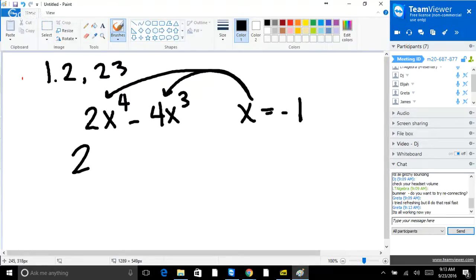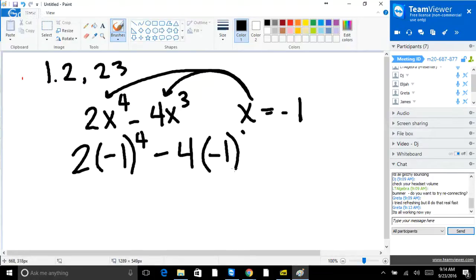So 2, and then we have x to the 4th power. When we have x to the 4th power written like this and we're plugging in a number, we need to keep the negative inside the parentheses because the 4th power applies to the whole -1. It's not 1 to the 4th power negative. If that makes sense. And with the second one, we're going to do the same thing. When we're substituting a variable, we want to keep the negative with the number.